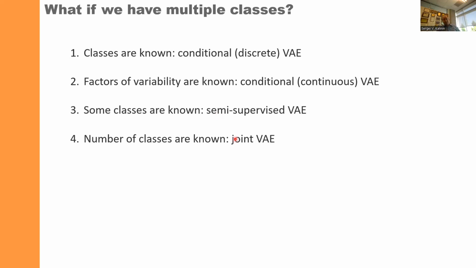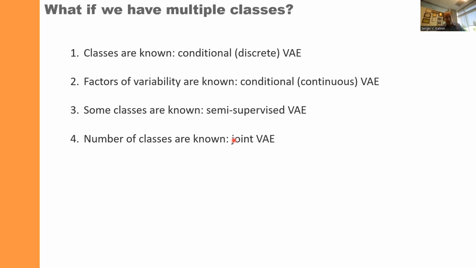So the final example is the joint VAEs. The joint VAE is simply the case when we don't know anything about the data other than that there are classes and the number of classes. Then we tell our algorithm to take our data set, separate it into the given number of classes, and also disentangle the representations within the class.